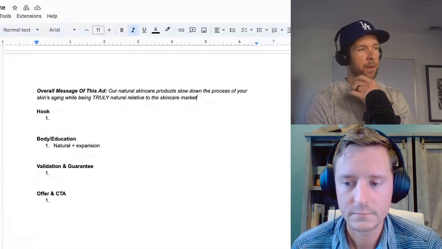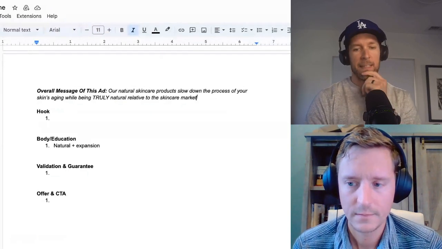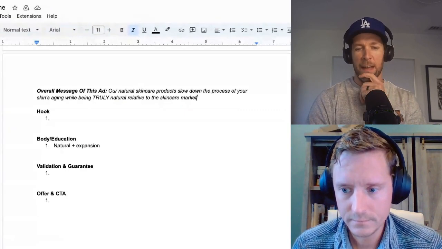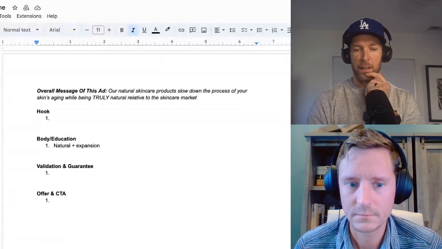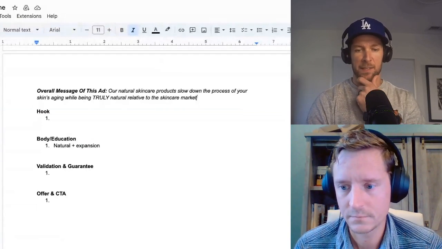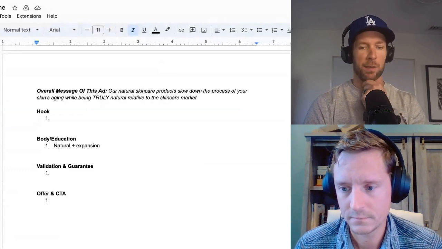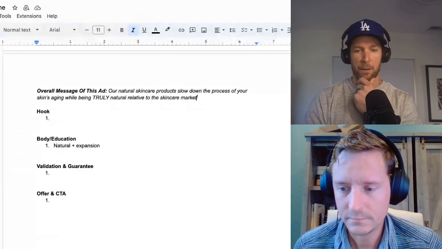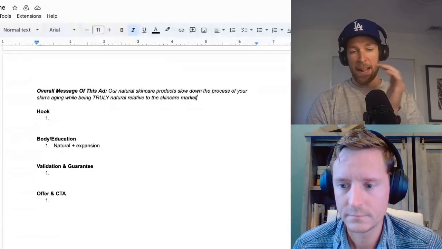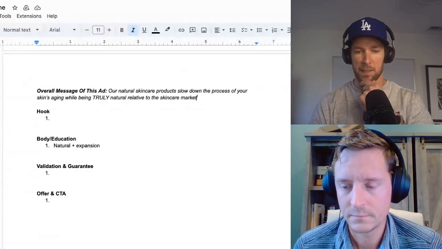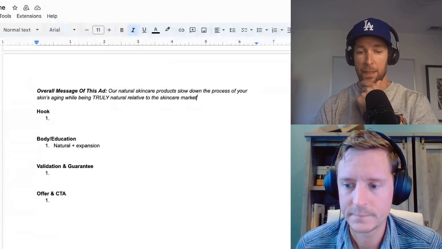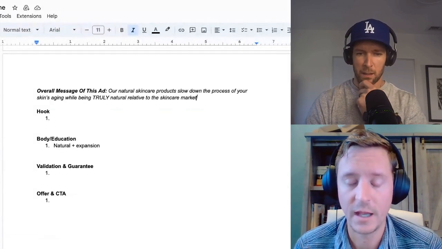And so the one thing I want to make sure we get in here is this claim around naturalness. That needs to be strong, because that actually is the major differentiator here relative to other skincare brands. Lots of skincare brands claim to slow down the process of your aging. The different thing about Bambu Earth is that it's more natural while still being really effective. And so that has to be in focus in this ad as to why you should pick this product, right? Yeah, no, I 100% agree.